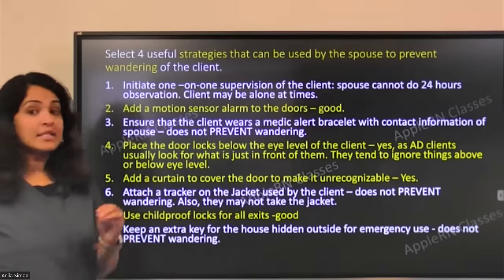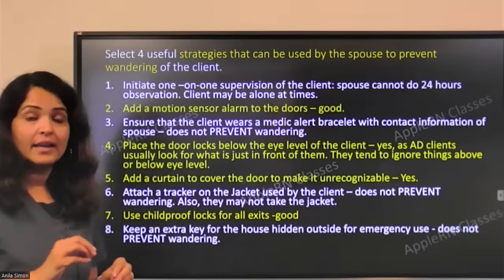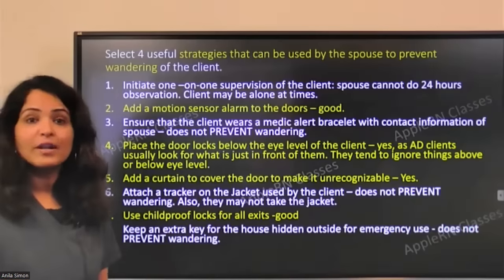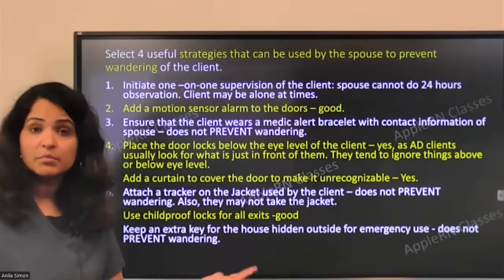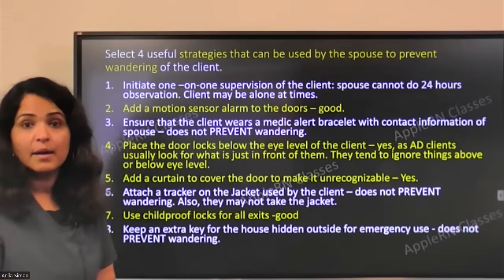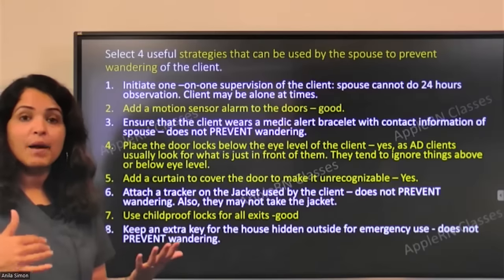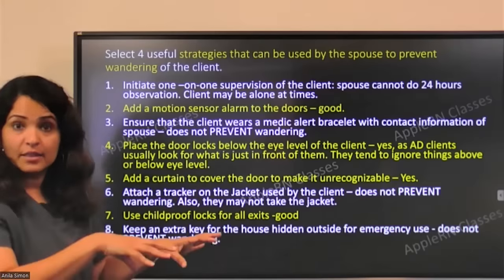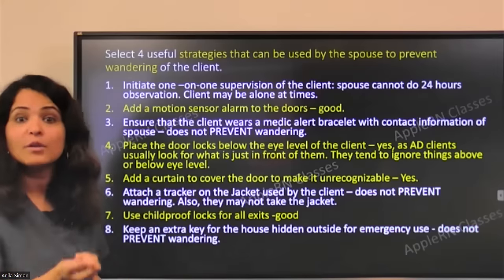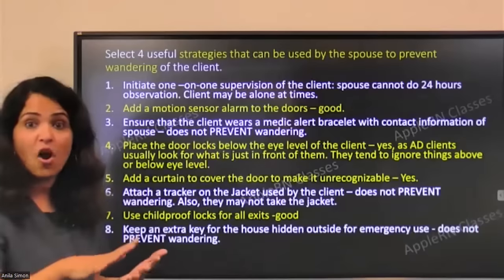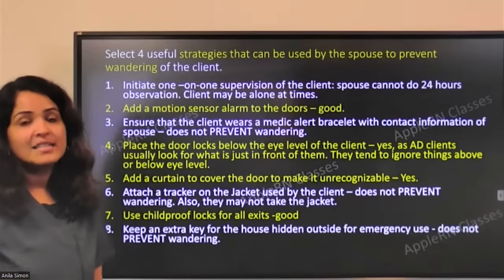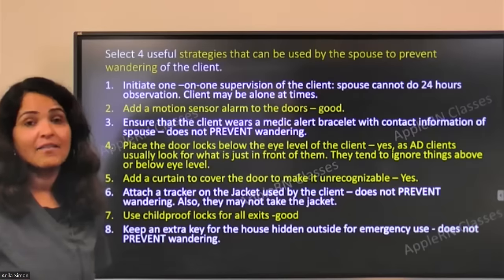And keep an extra key for the house. Again, it's really good to have an extra key outside the house, because sometimes, let's say the spouse went outside for some grocery shopping, or maybe for work, and maybe he had some meeting. So when he comes back, what if the dementia client or the Alzheimer's client is not able to open the door from inside? I mean, it's locked. So how is this person going to come inside, right? So it's always better to have an extra key.